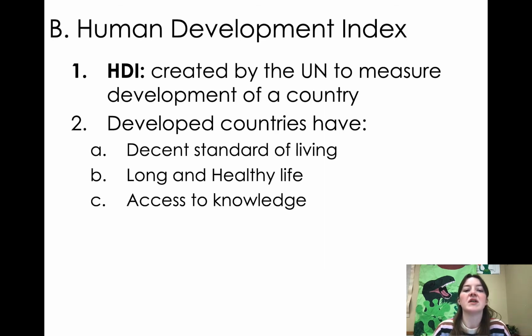Okay, so yesterday we mentioned the Human Development Index. Today we're going to look at it a little bit more. The HDI was created by the United Nations to measure the development of a country. How do we compare development? How do we say a country is developed or not if we don't have some sort of measure? What do we look at? Overall, the HDI and the United Nations consider developed countries to have a decent standard of living, long and healthy lives among their citizens, and access to knowledge, meaning that they can be educated in some way.